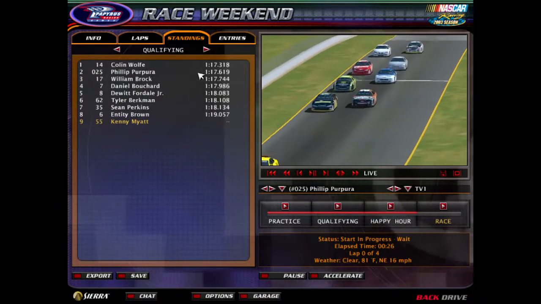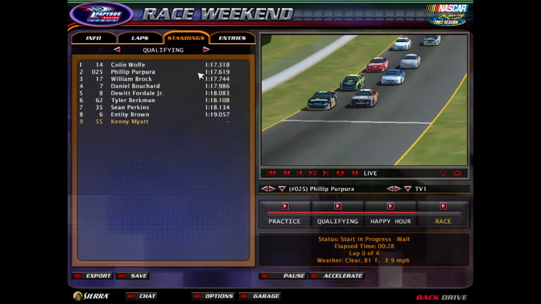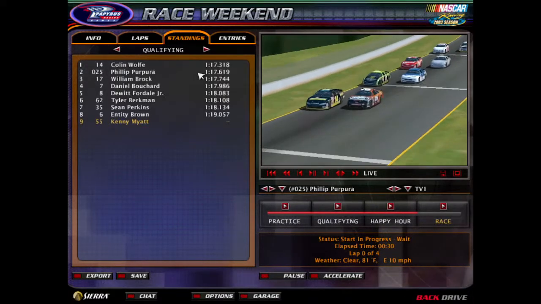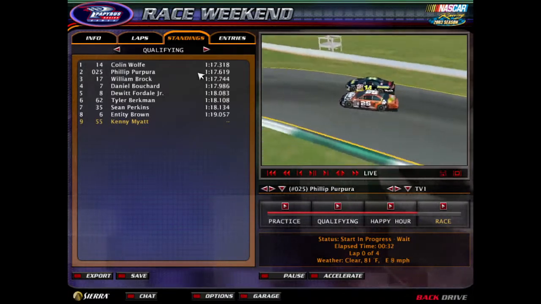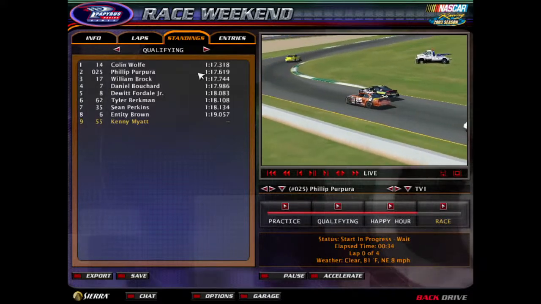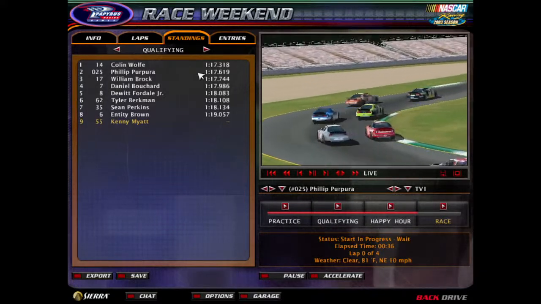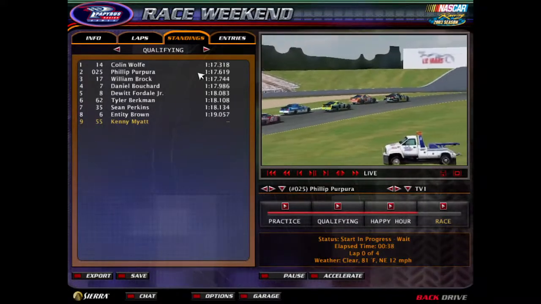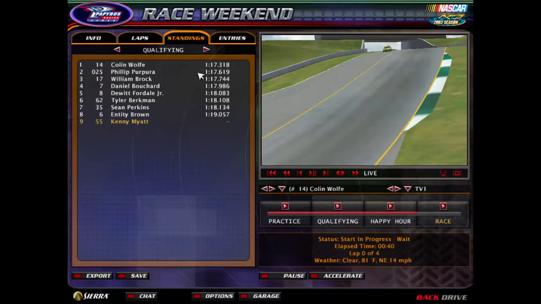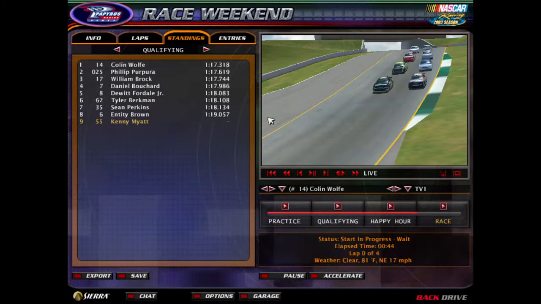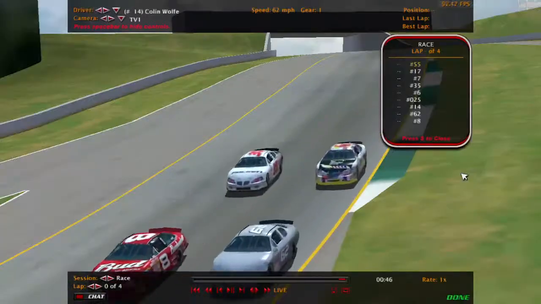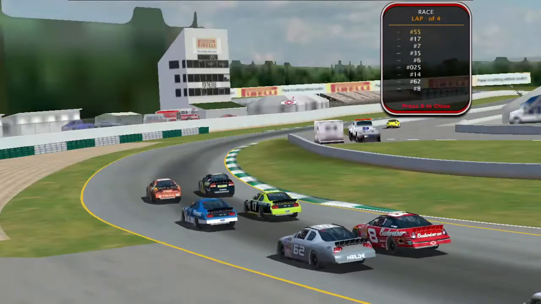Tyler Berkman, Sean Perkins in 7th place, but he had fuel system issues in practice in the first qualifying session, so his order isn't really indicative of his speed. And Entity Brown starting last in the last Mid-Atlantic cars. This is a very competitive group, I think. Like, this group is all going to be pretty close, I think.